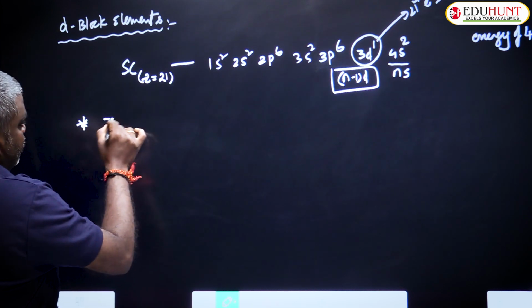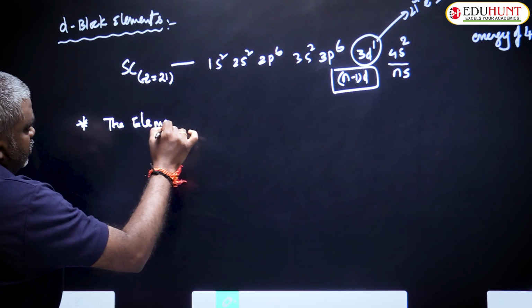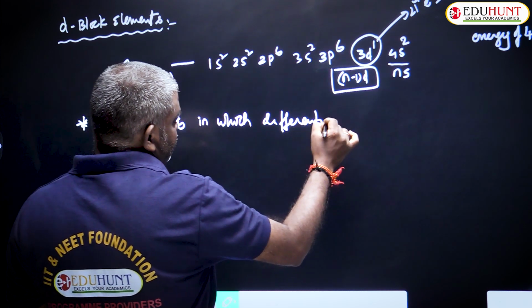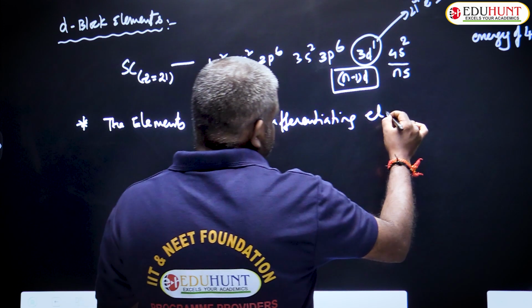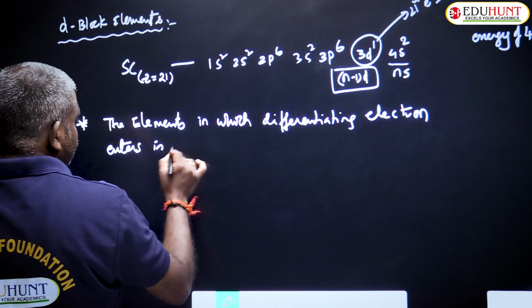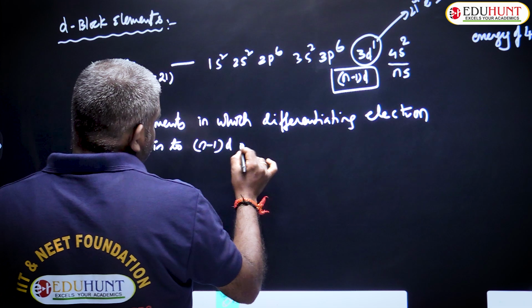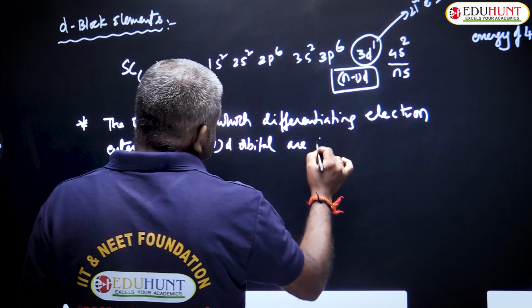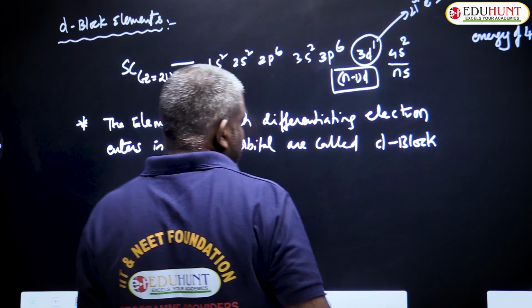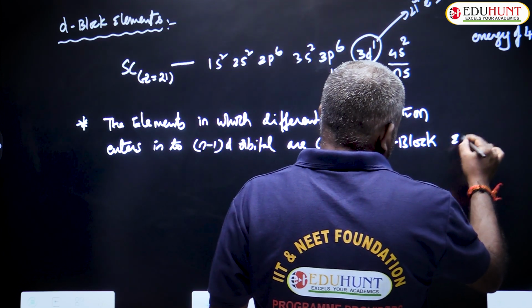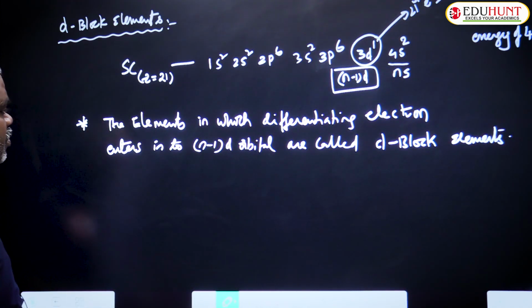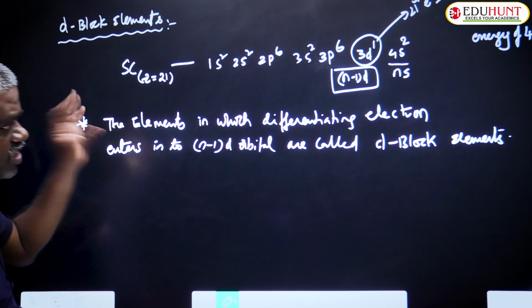So here is the definition: the elements in which the differentiating electron enters into n-1 d orbital are called D block elements. Okay, that is the first point.